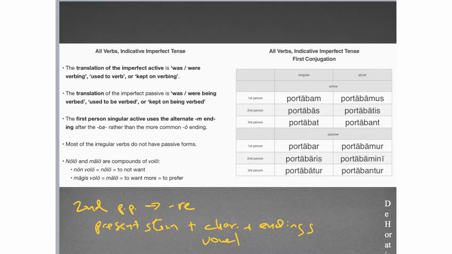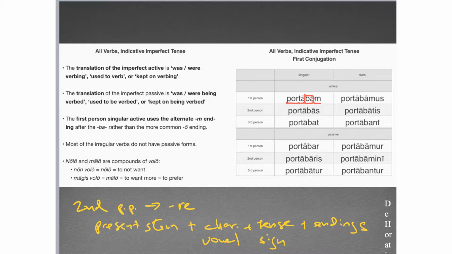If we look at the chart up above here, here's our stem, there's our characteristic vowel, and there's our ending. So port is the stem, A is the characteristic vowel, and M is the ending. Now you might notice that we have something new. What we'll find for the imperfect and the future is that this will all be the same, except what we're going to do is add what's called a tense sign, then the ending. So it's the same basic formula with a slight variation. We have the present stem, we add the characteristic vowel, we add the tense sign, and then we add the endings to that tense sign.